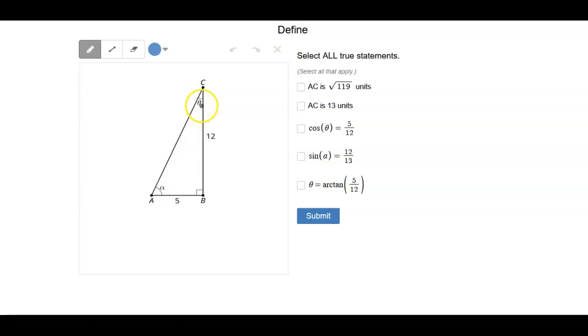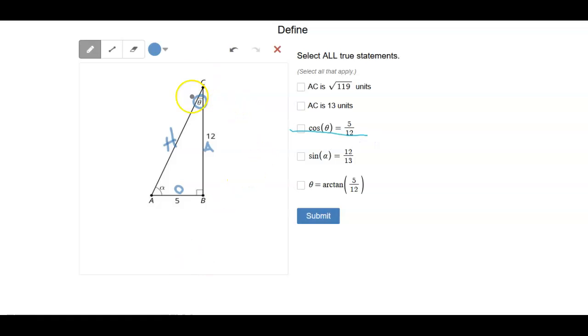So if we are working with theta, here's our hypotenuse, here's our opposite, here's our adjacent. If we're looking at this one here, cosine of theta is equal to 5 over 12. Remember that cosine is adjacent over hypotenuse, which would be 12 over x. So this one we can eliminate.